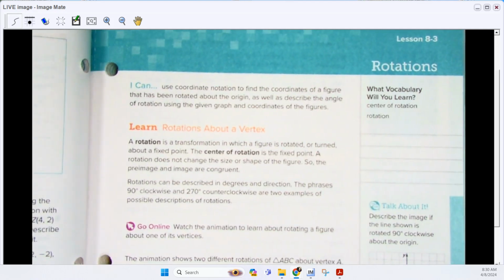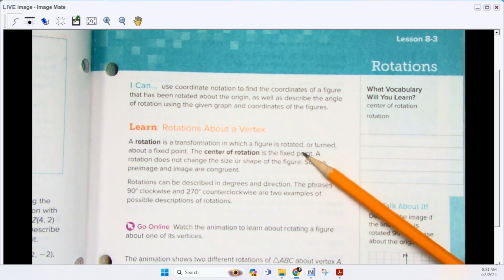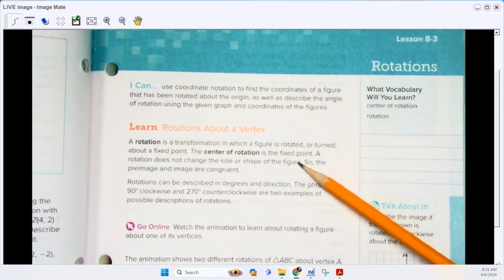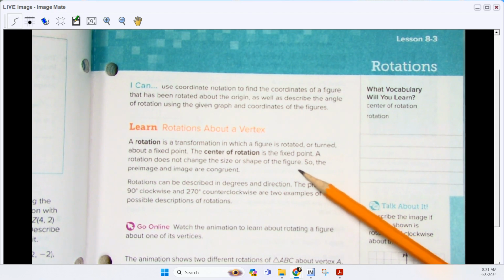Here we have rotations, 8.3. We're on page 455. We're in the McGraw-Hill book. It says a rotation is a transformation in which the figure is rotated or turned about a fixed point. The center of rotation is fixed point A.